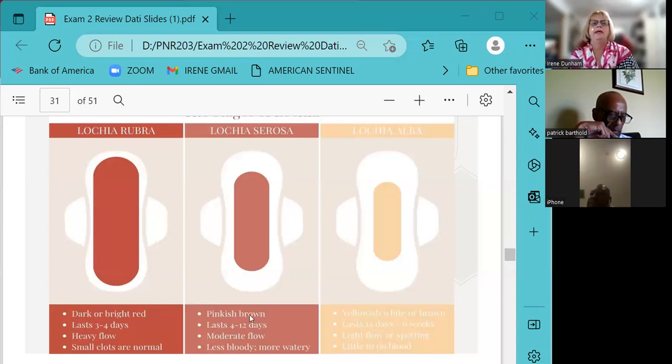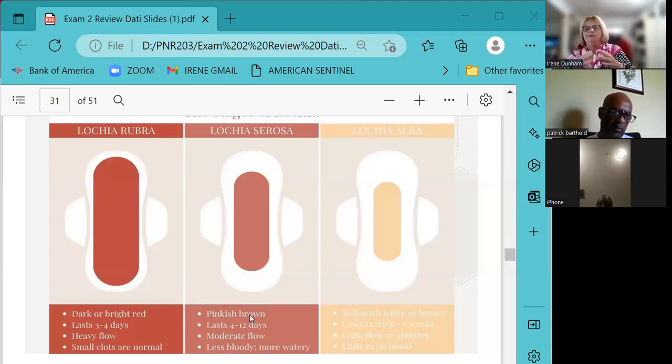And then after a few days, she goes into serosa. Now, usually a question on an exam or HESI will give you the days that she's postpartum, give you some other information, and then they want to know what type of lochia this is, and they give you the choices: rubra, serosa, and alba. That's why it's good to know the days, and maybe they give you day 5. Well, she's day 5. What color of lochia would she have?